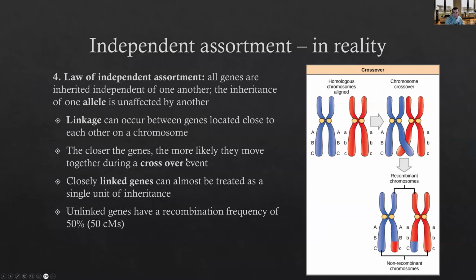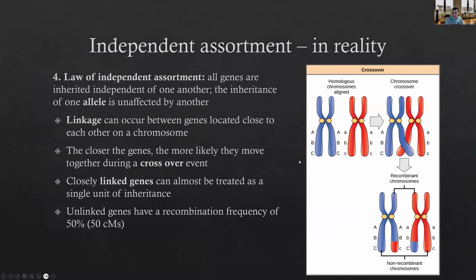What ends up happening with linkage comes down to chromosome structure. All right. So let's go back to meiosis. Let's remember the other part of meiosis that leads to genetic variation. It's the crossing over. Crossing over happens during prophase 1 of meiosis.